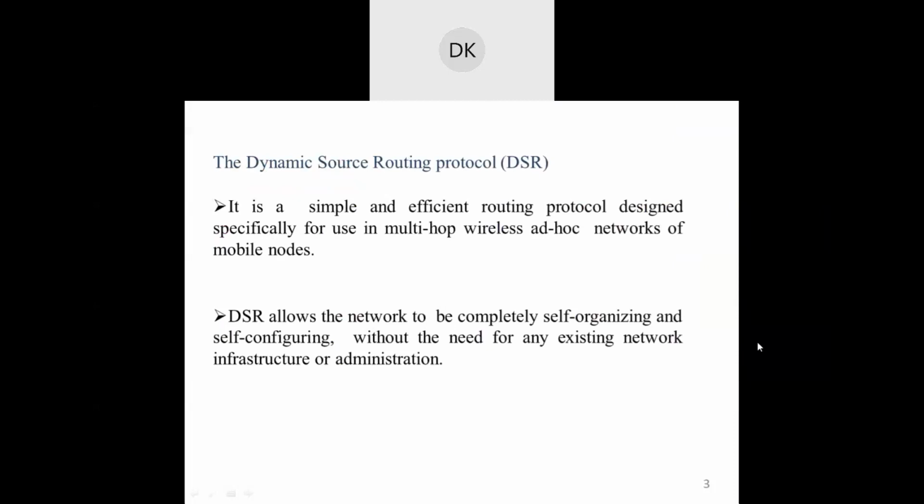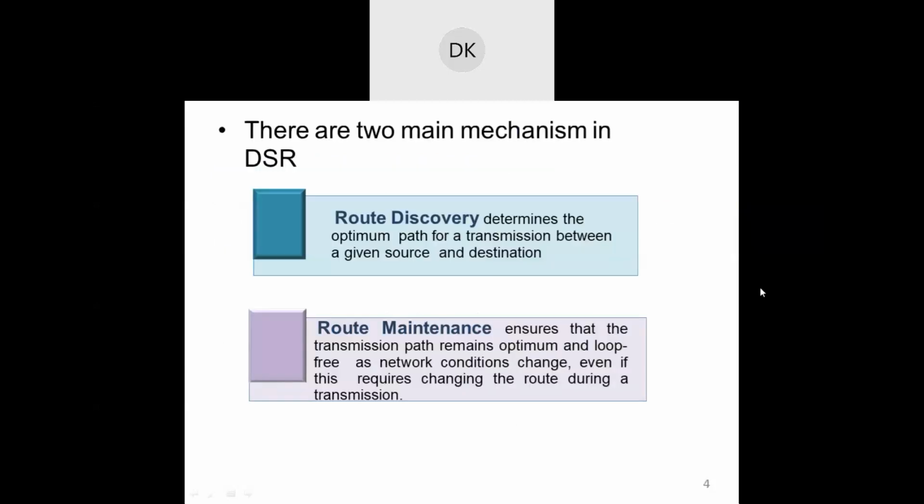What is the Dynamic Source Routing protocol? It is a simple and efficient routing protocol designed specifically for use in multi-hop wireless ad hoc networks of mobile nodes. DSR stands for Dynamic Source Routing. It is a self-maintaining routing protocol for wireless networks. In DSR, each source determines the route to be used in transmitting its packets to the selected destination. There are two main mechanisms in DSR: route discovery and route maintenance.